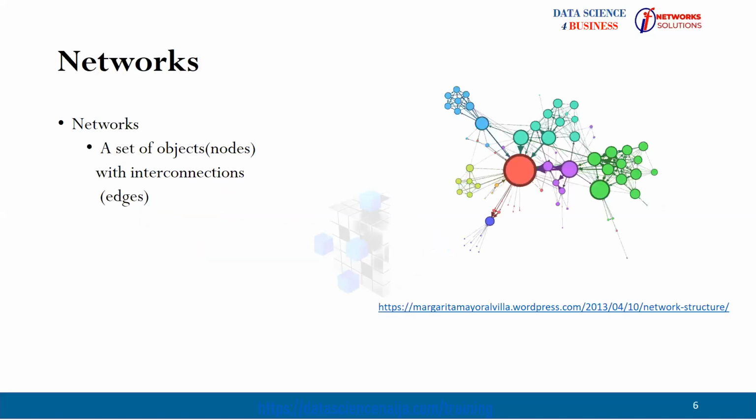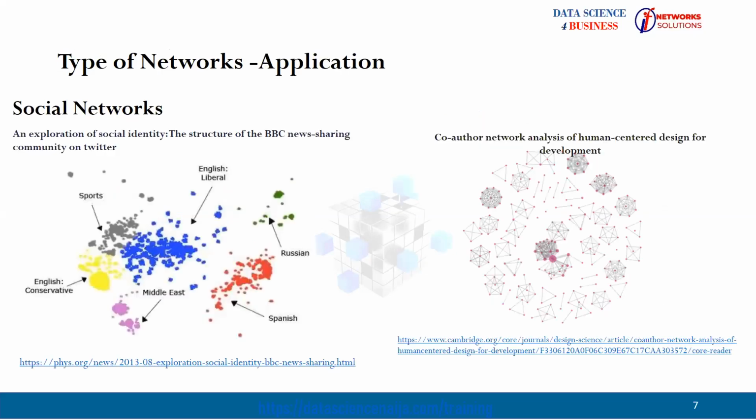So networks, what exactly are networks? Networks are sets of objects that are connected with edges. So this is a network, for example. It has some objects and then it has links between these objects.